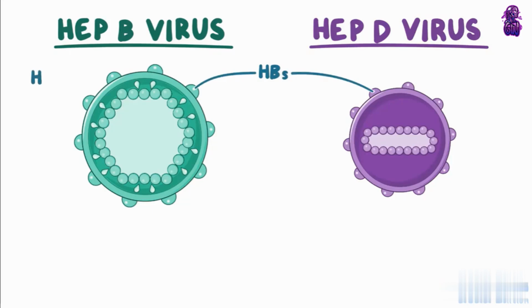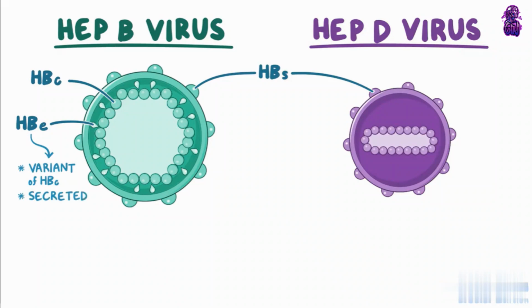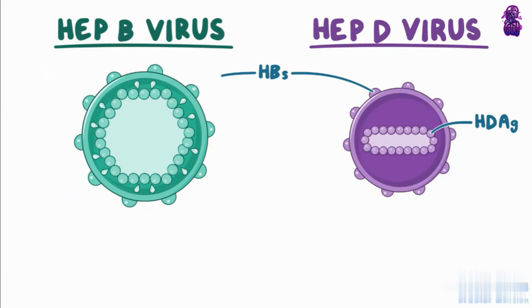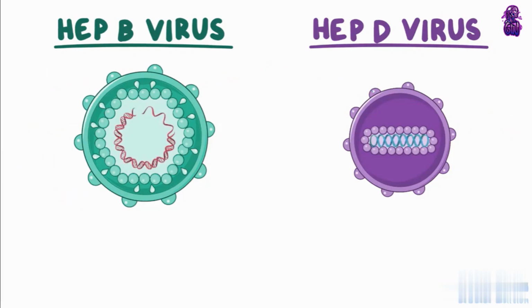HB core, or HBC, is in the capsid of hepatitis B. There's also an HB envelope, or HBe antigen for short, which is a variant of HBC, but it's not really part of the virus. It's secreted, and can be found in infected individuals' serum. Delta antigen, or HDAG for short, is in the capsid of hepatitis D virus. Inside the capsid, there's the viral genetic material.